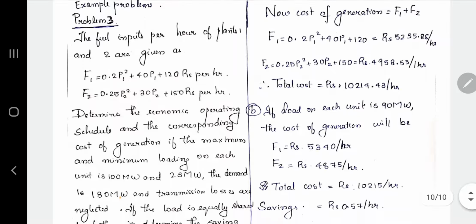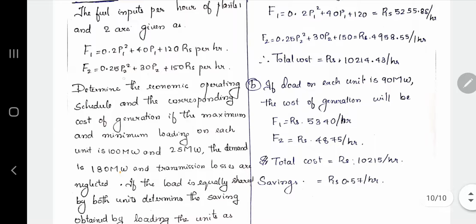The fuel inputs per hour of plants 1 and 2 are given as F1 is equal to this much and F2 is equal to this much rupees per hour. Determine the economic operating schedule and the corresponding cost of generation if the maximum and minimum loading on each unit is 100 megawatt and 25 megawatt. The load demand is 180 megawatt and the transmission losses are neglected, which means the first case.